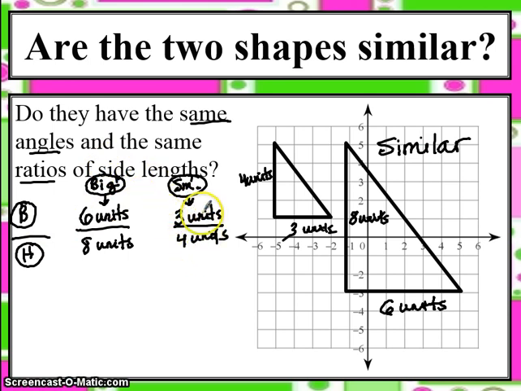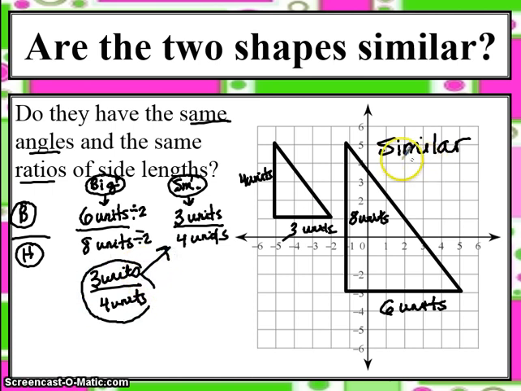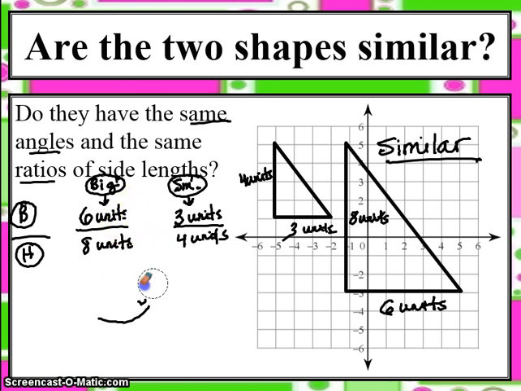See how this one's 3 to 4? 3 and 4 have no common factors. If you look at 8 and 6 and 8, they can both reduce by 2 to get 3 units to 4 units. And you can look and say, oh, well, the two ratios are equivalent, so that means they are similar.